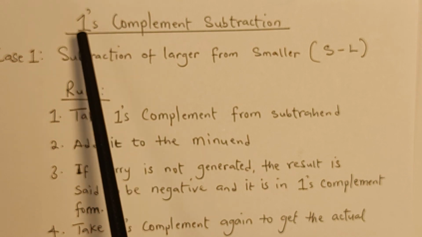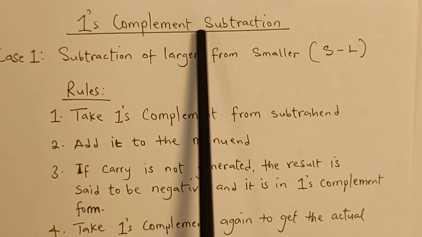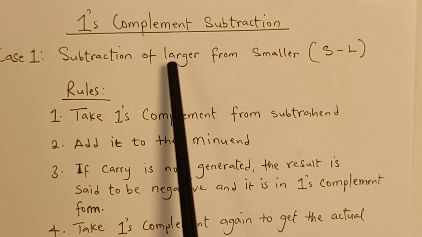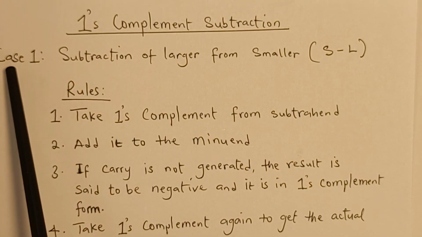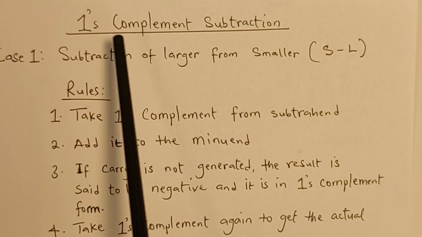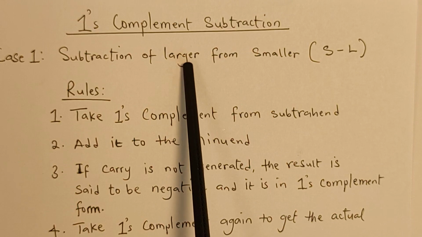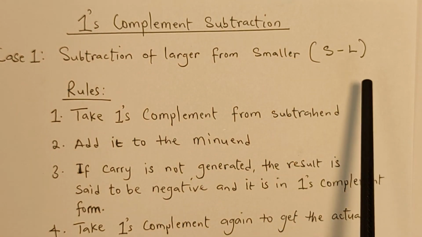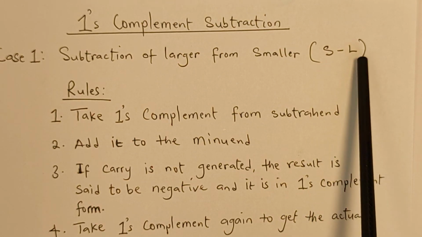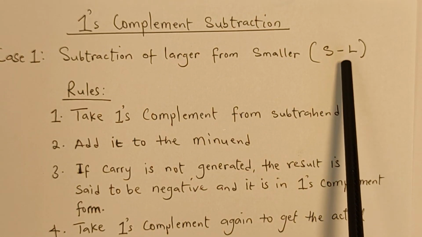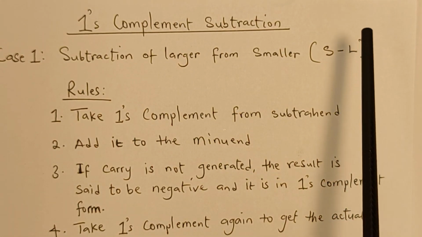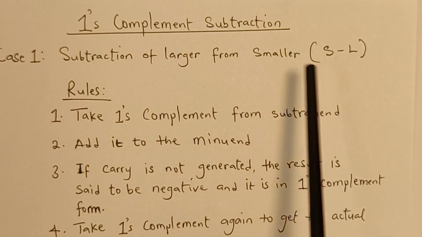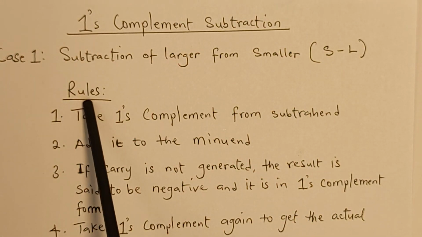In today's video, we're going to be talking about the 1's complement subtraction. In this scenario, we're going to be considering case 1, where we subtract a large number from a small number. So we're going to denote it as S minus L, which is small minus the large. Now, for you to carry out this operation, there are certain rules you need to follow.